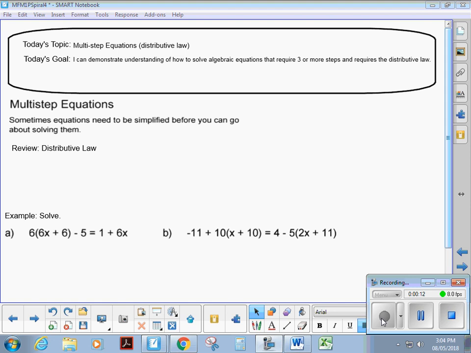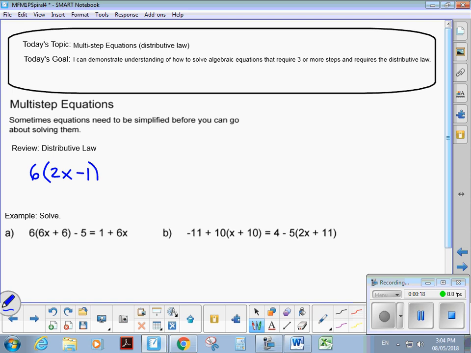We just talked about the distributive law in the last lesson. For example, if we have brackets, we need to get rid of brackets before we can do anything. That means we have to multiply that 6 in, so we end up with 12x minus 6.